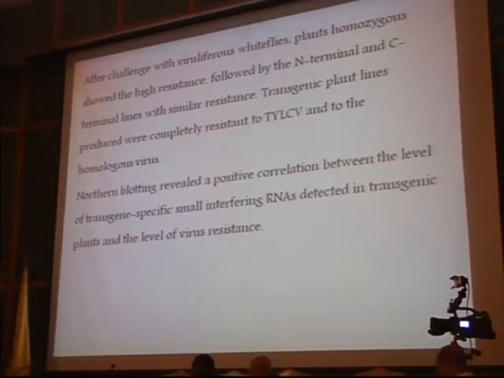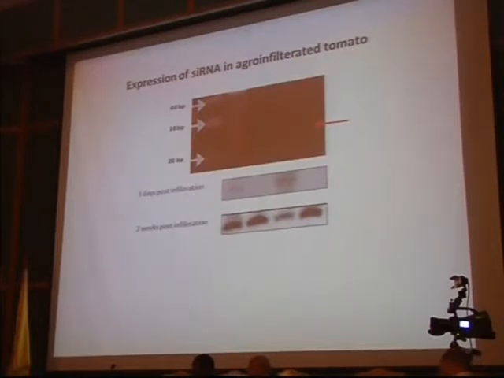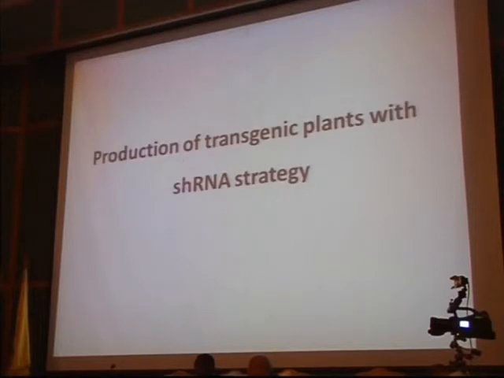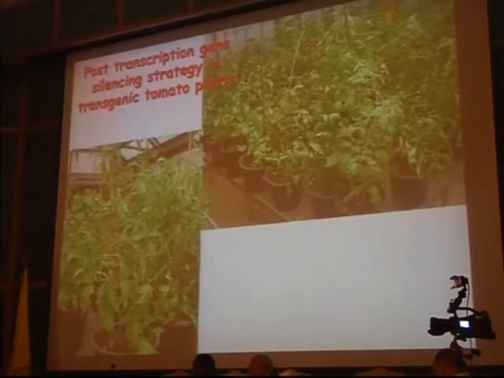So the regions we chose, some of them were in the N region of the gene and others in the C region of the gene. This is the RNA, and after 3 days we can hardly see the hybridization, but after 2 weeks, it was very clear, and there was a correlation between the intensity of Northern hybridization and the virus presence in the cells. Now we know that the strategy worked well, so we switched to stable transformation. We use Agrobacterium-mediated transformation, and we produce plants with this strategy in tomato.